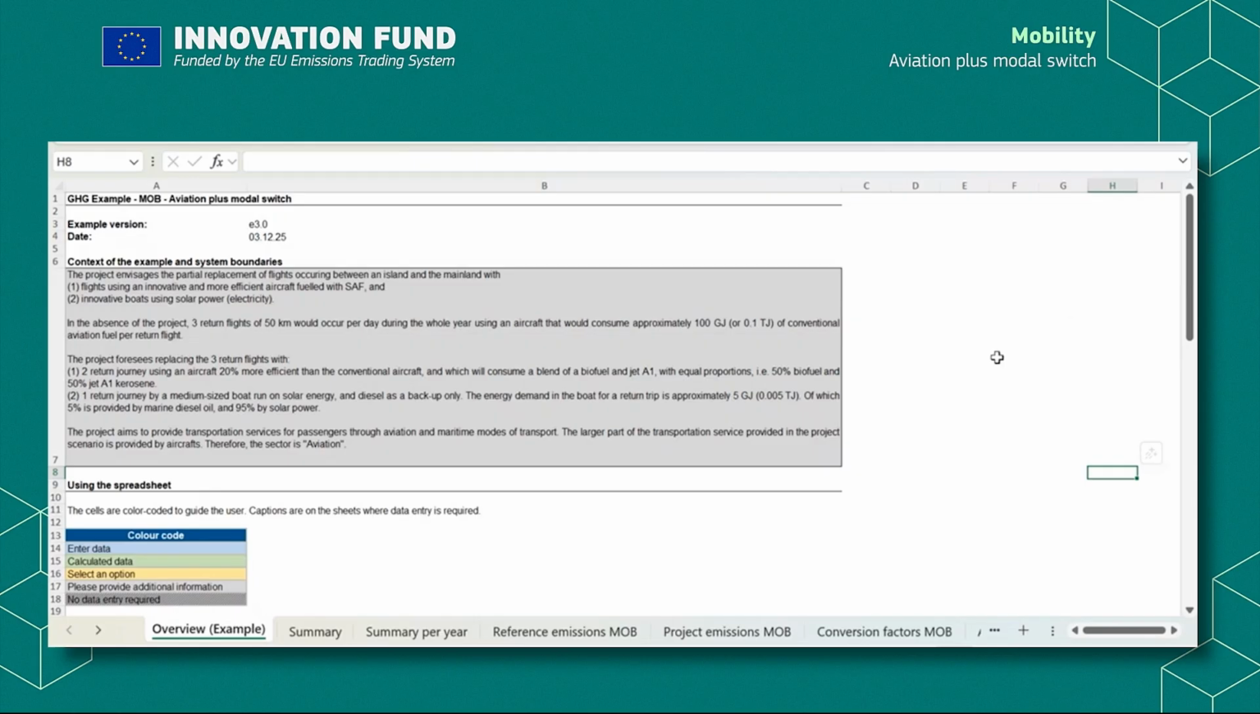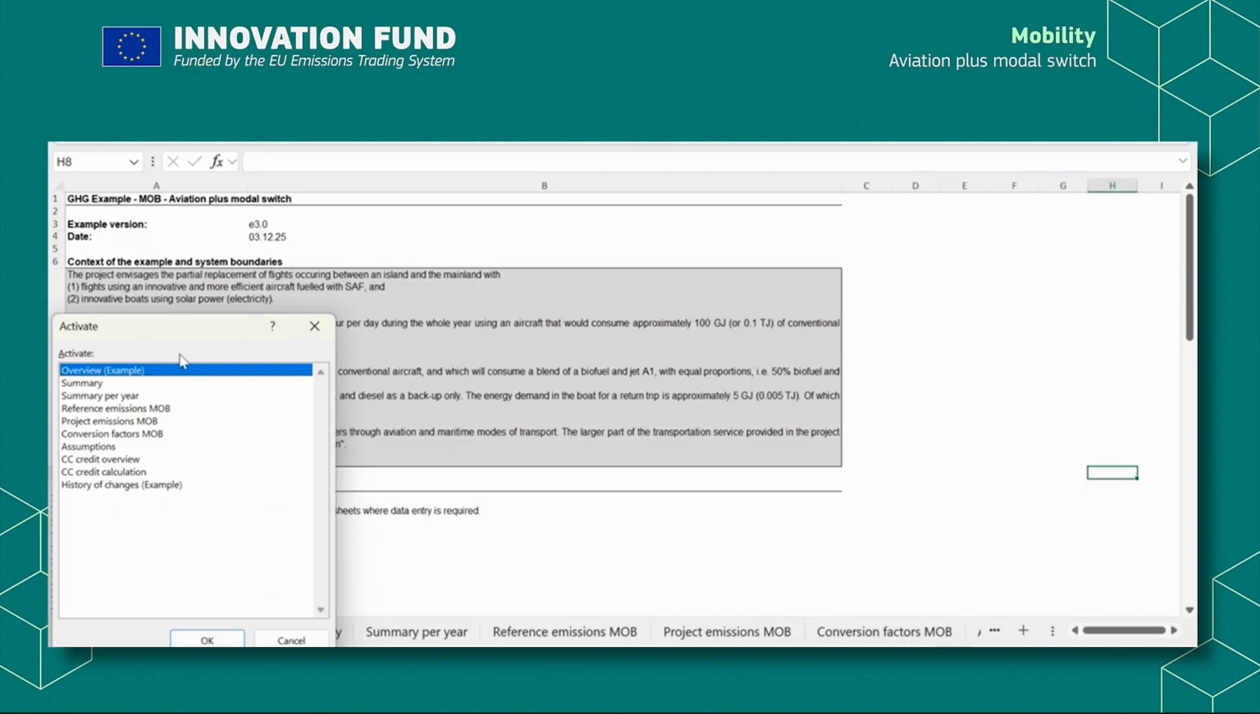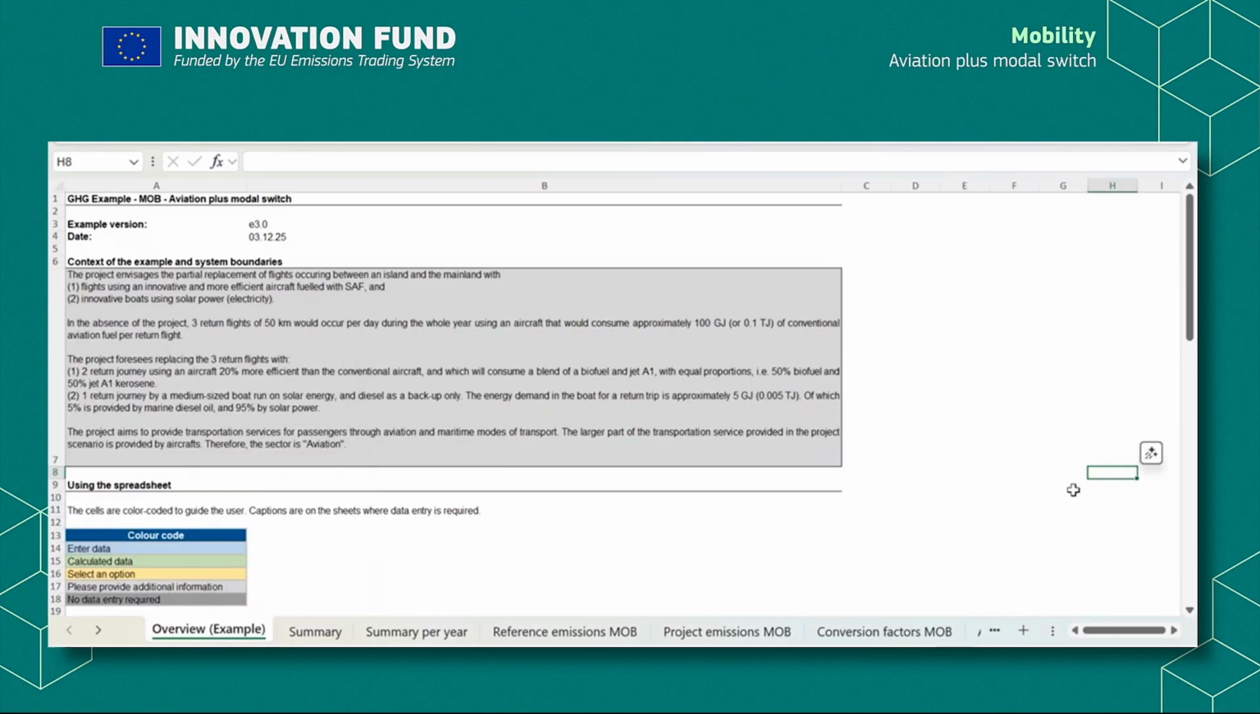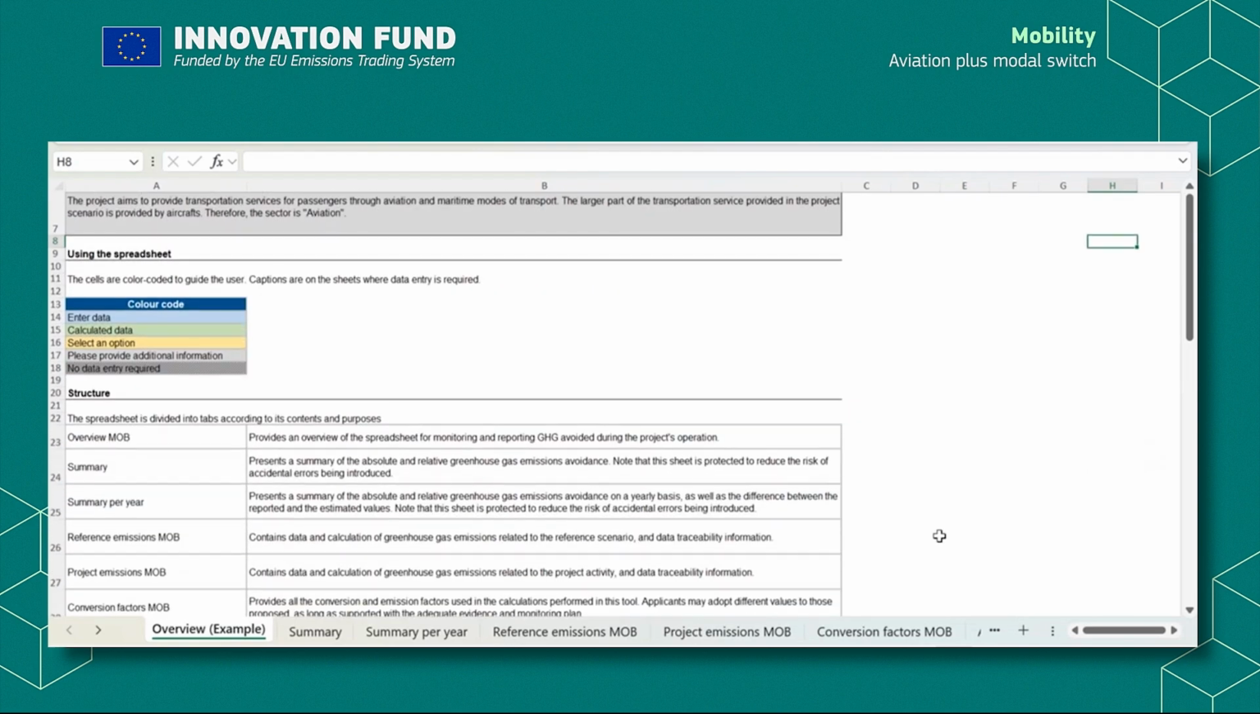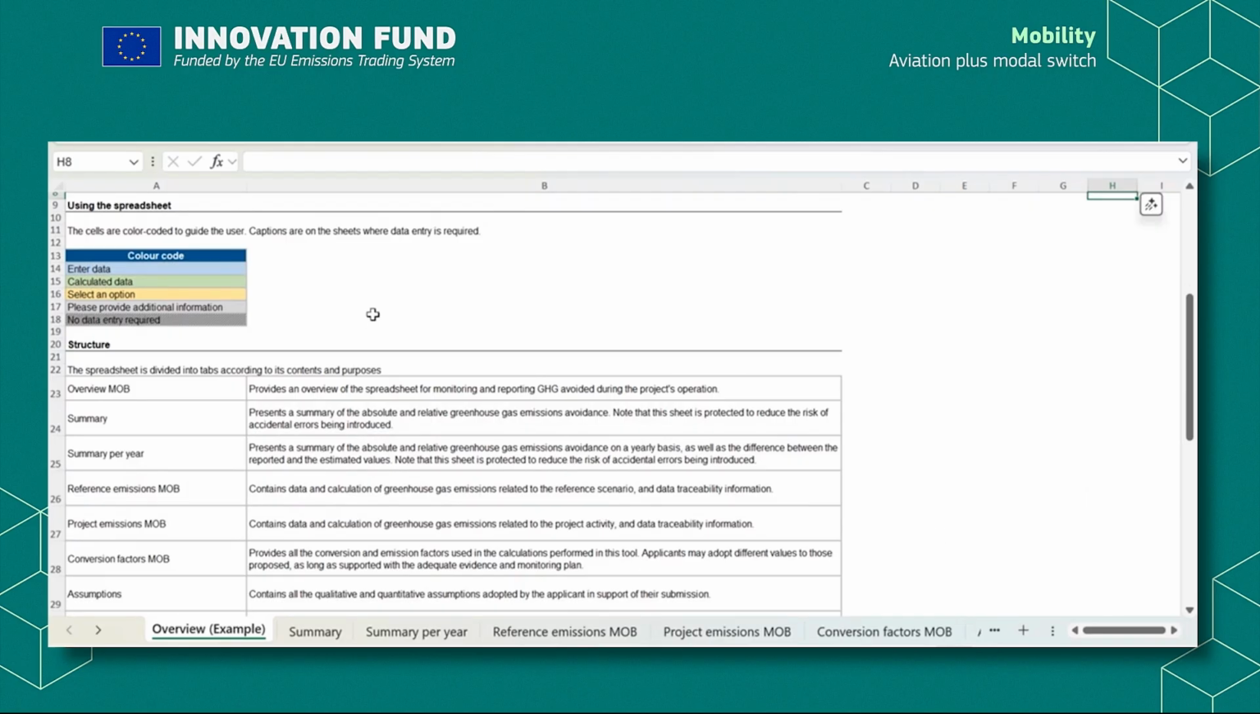The mobility calculation tool comprises 10 tabs. Some are informative, others are for mandatory completion. Throughout the calculator and this tutorial, the acronym MOB refers to the mobility sector. In the first Overview tab, you can find overall instructions about the tool and the color coding to identify mandatory cells that need to be filled in when completing the GHG calculation tool for your project.